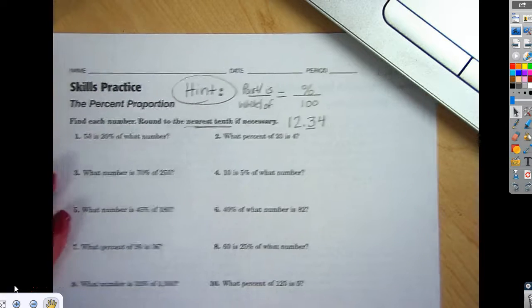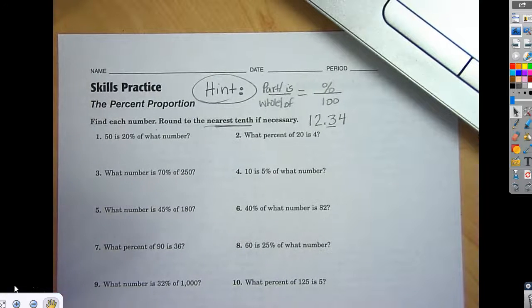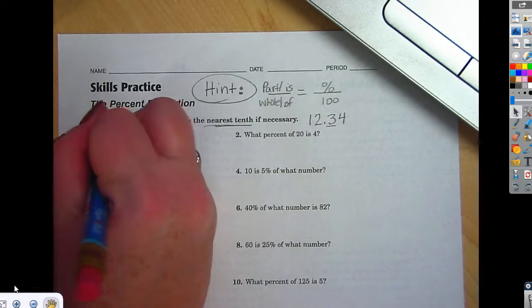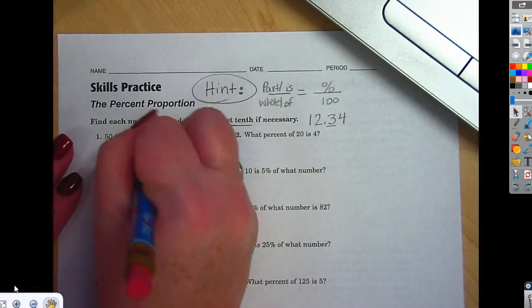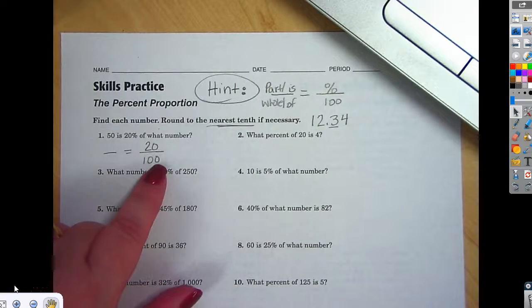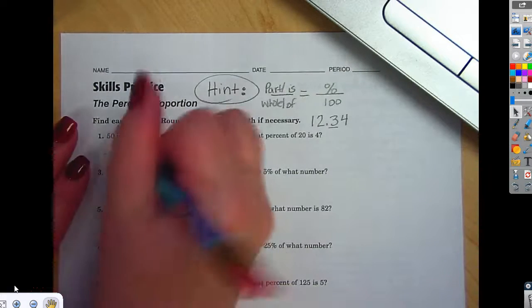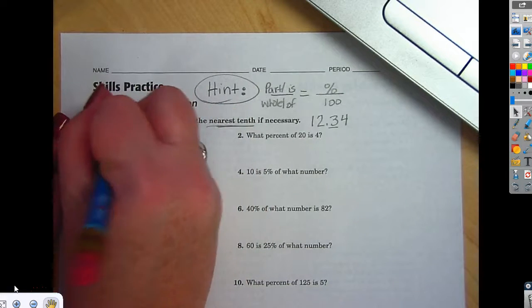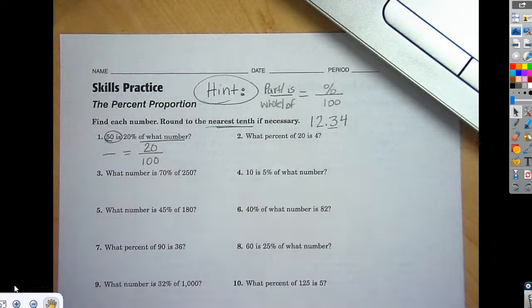Okay, let's look at number 1. 50 is 20% of what number? So let's see how we're going to set that up. I know the percent is 20 over 100 because the 100's always there. That's a percent. That's easy. I have the 50 is, and the of what number is we don't know. Where's the 50 go? The top or the bottom? Top.